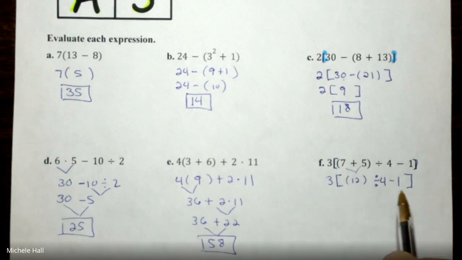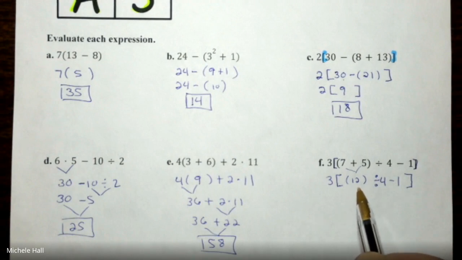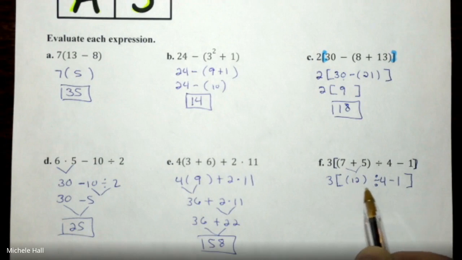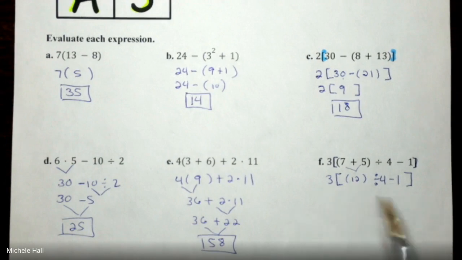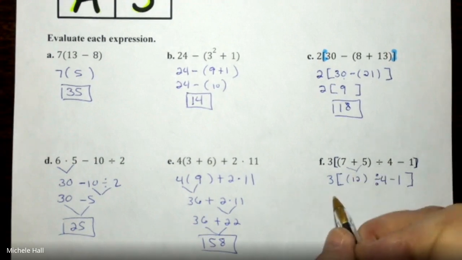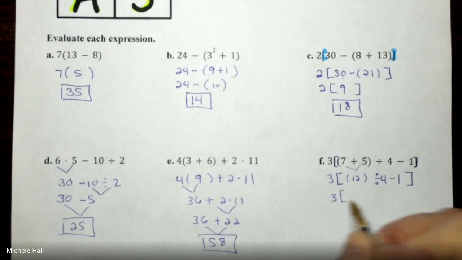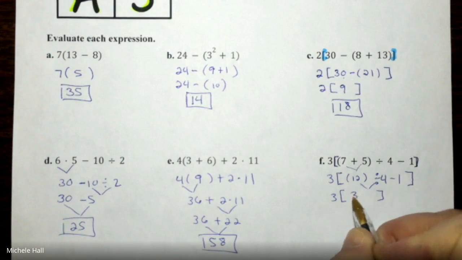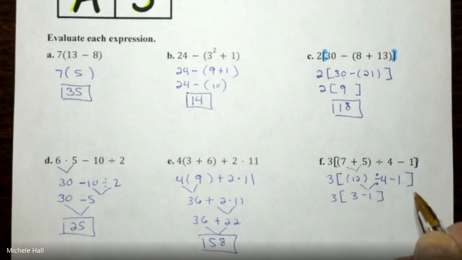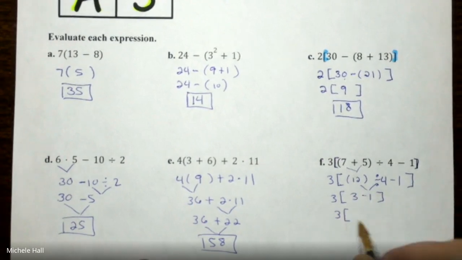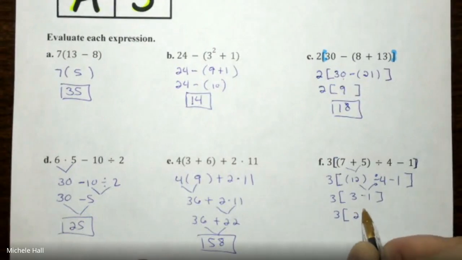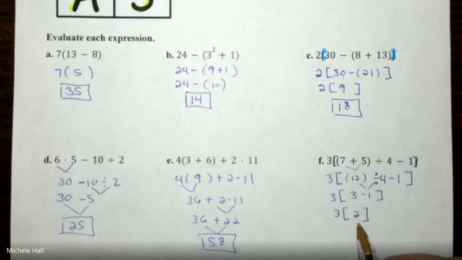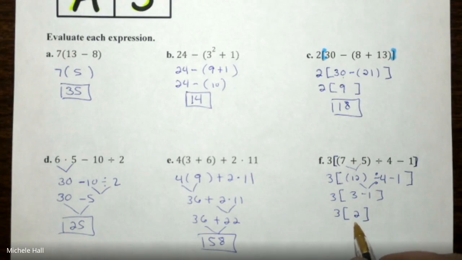Are there any exponents? No. Is there any multiplying or dividing? Yes. I'm still on the inside of the parentheses. I am not ready to move on to the outside yet. I see 12 divided by 4. 12 divided by 4 is 3, and I still have a minus 1. Finally, I'm down to 3 minus 1 is 2. I have a single number inside the parentheses, and I'm ready to move on. 3 times 2 is 6.